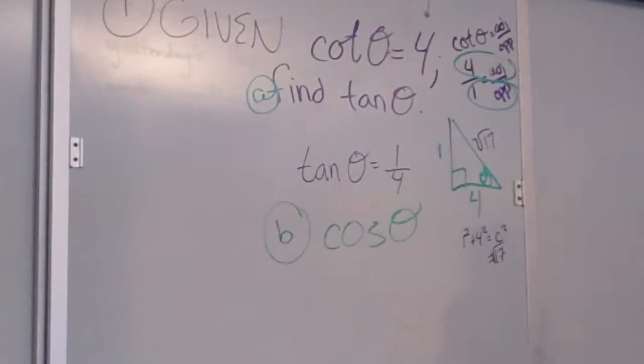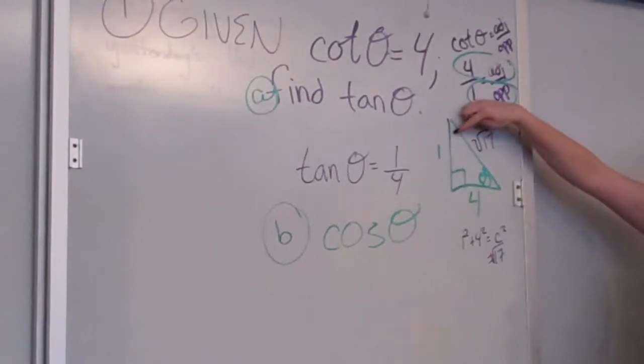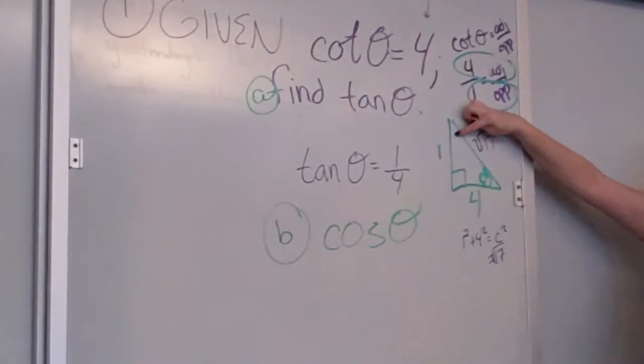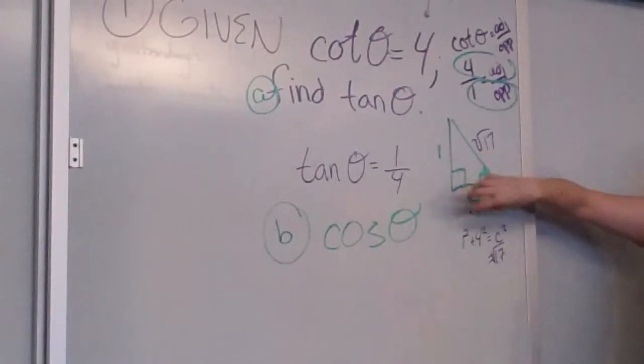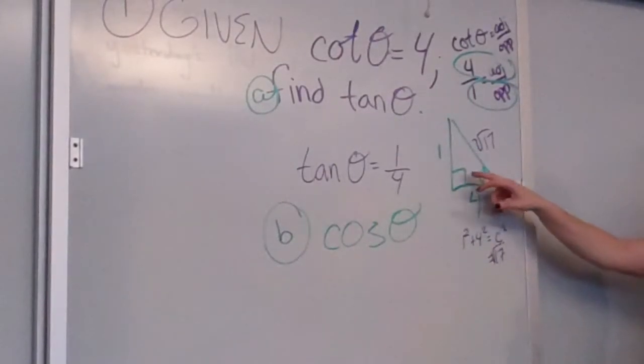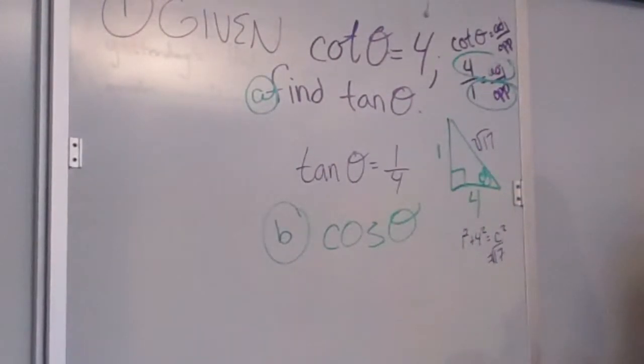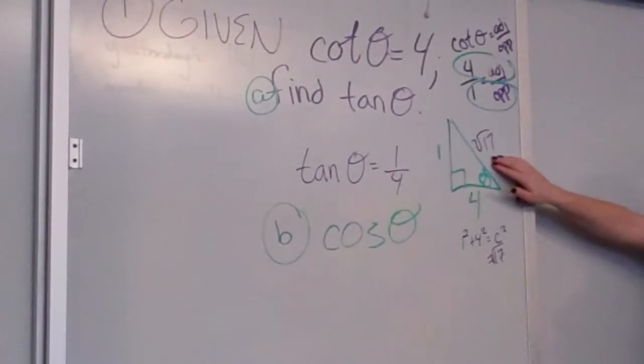You can go either way, you just pick whichever you like. If I put theta right here, then this would be the adjacent side. So then I put the 4 here, and then the 1 there. You can pick it, but it has to be in relationship to the sides. So it doesn't really matter. I get my hypotenuse to be square root of 17.